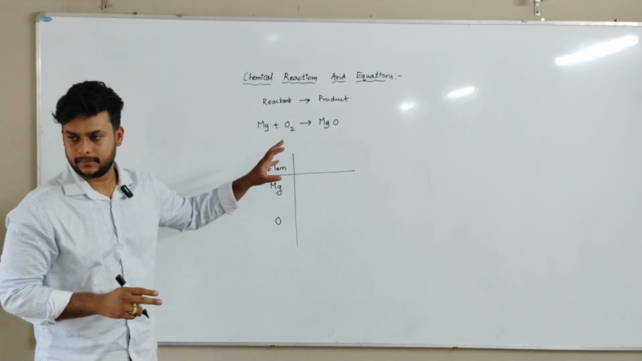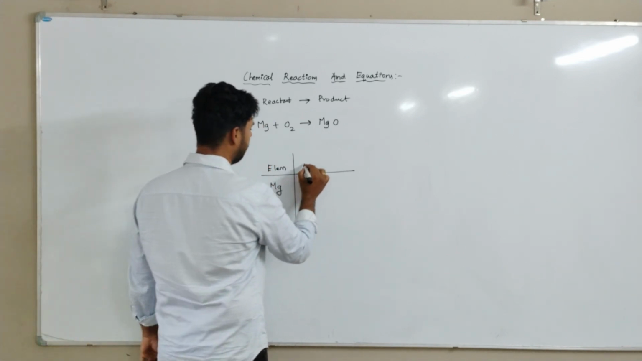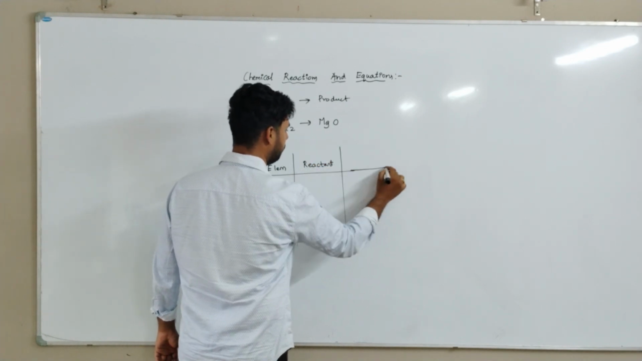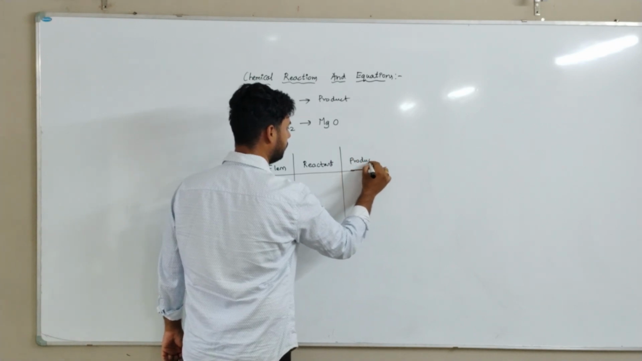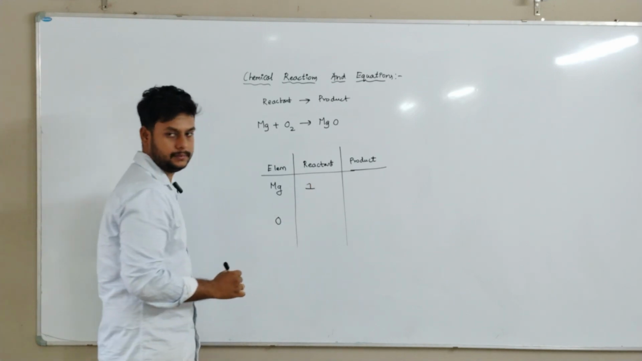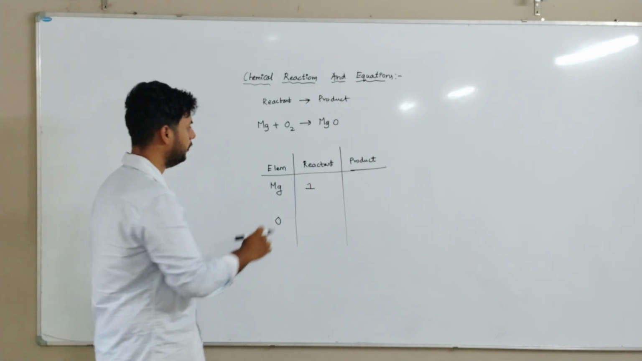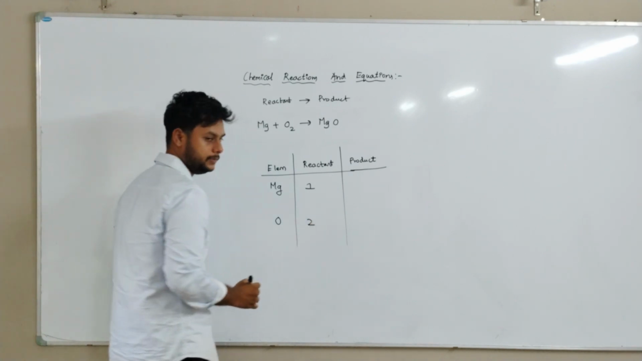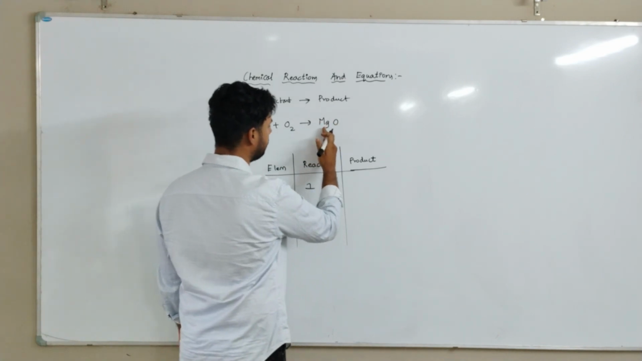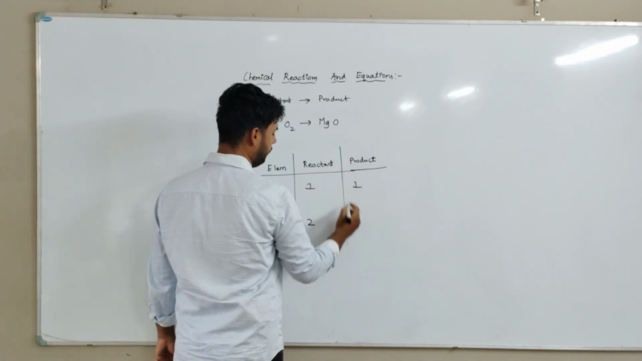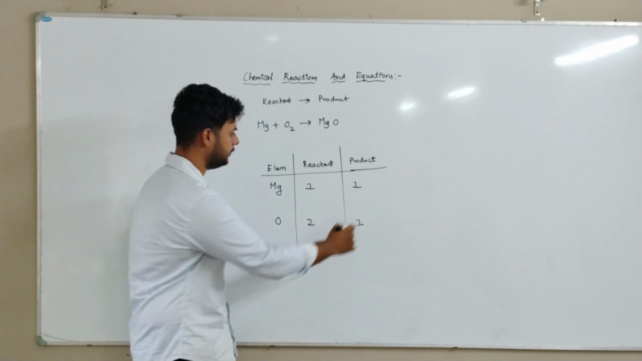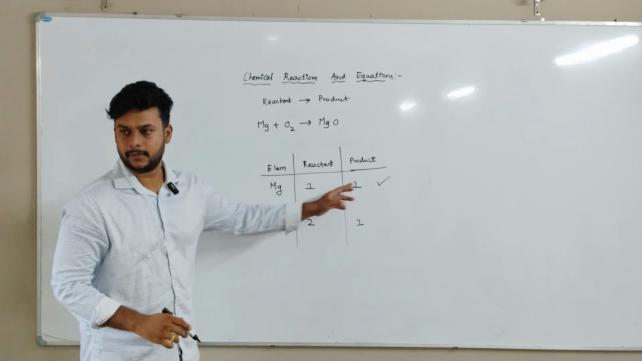Can you say anything? Correct? So I have the reactant side and I have the product side. In the reactant side, how many magnesium are there? 1. Okay. And how many oxygen are there? 2. But in the product side, how many magnesium are there? 1. And oxygen? 1. So is this balanced? Magnesium is balanced, 1 and 1. Here also 1 is there, there also 1 is there.